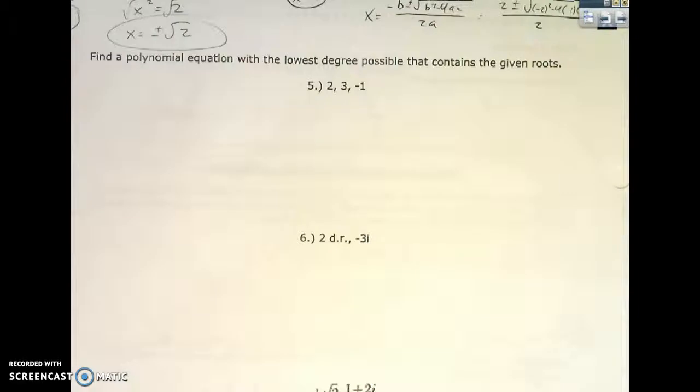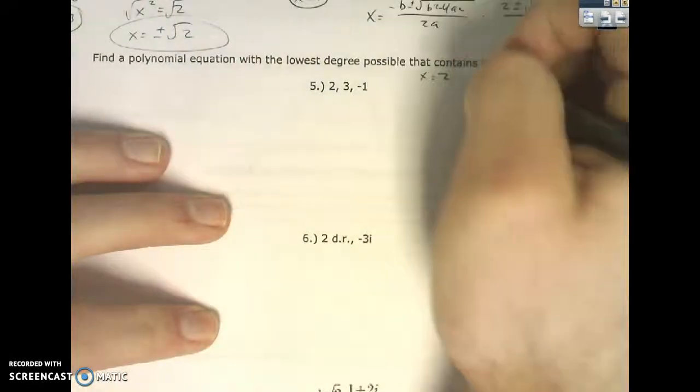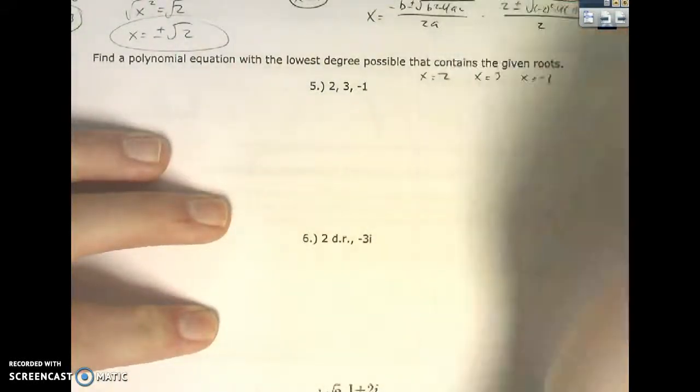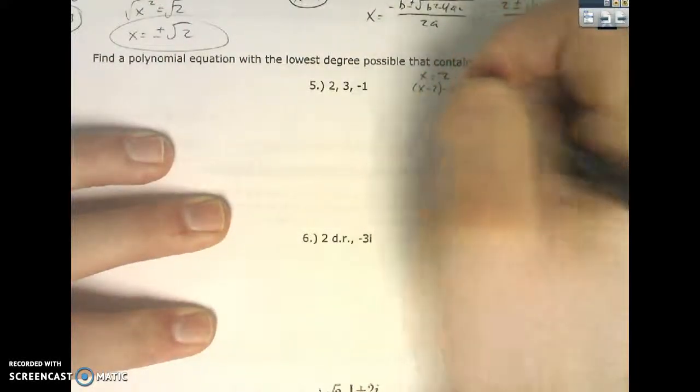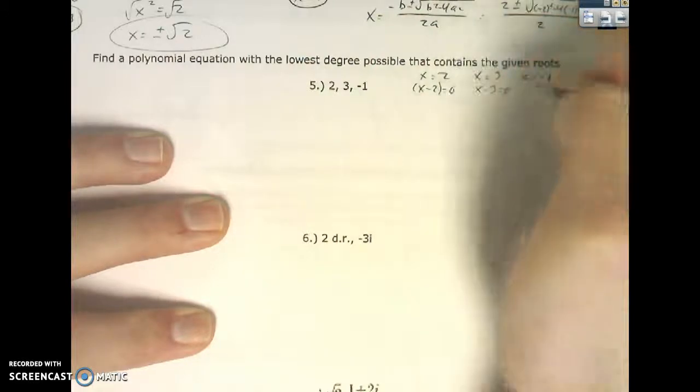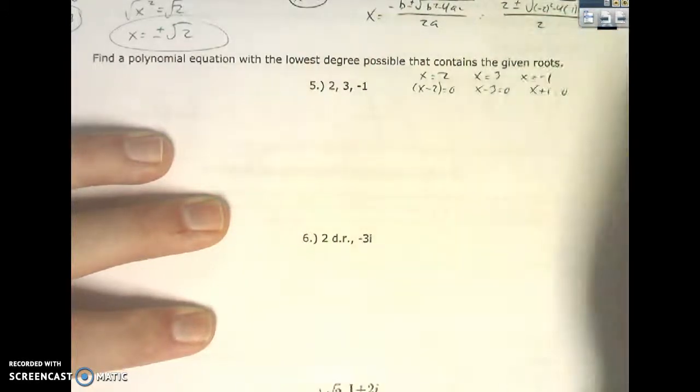They're going to increase in difficulty as we go, so let's start with the easy one and then work our way up. Find a polynomial equation with the lowest degree possible that contains the given roots. What you are doing here is basically making your own problem. If your answers are x equals 2, x equals 3, and x equals negative 1, I'm going to write them as binomials: x minus 2, x minus 3, and x plus 1.